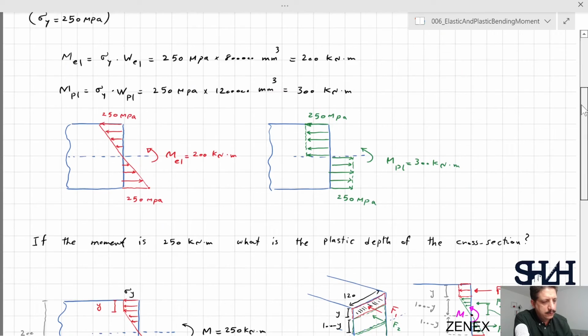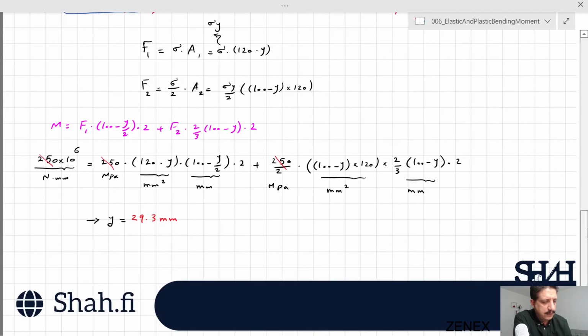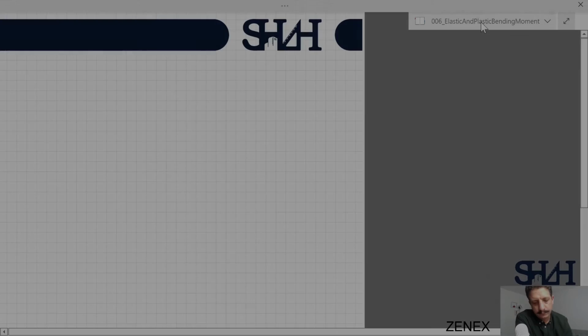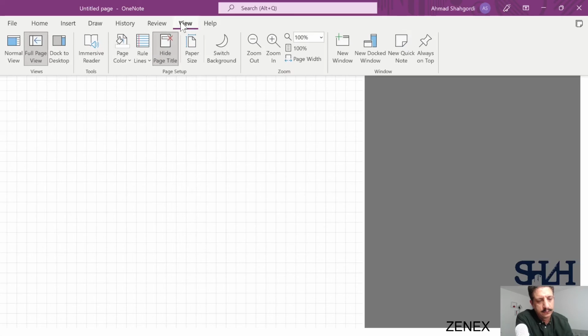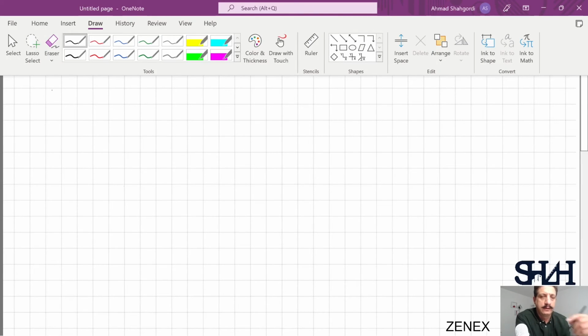So the question was, what is the plastic depth? So the plastic depth is 2 times 29.3 millimeter, 58.6. You might see some equations in other sources, but they are valid only for a certain cross section. But this method is applied to any cross section, it doesn't matter.